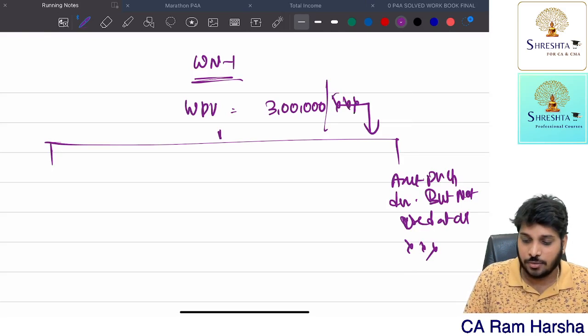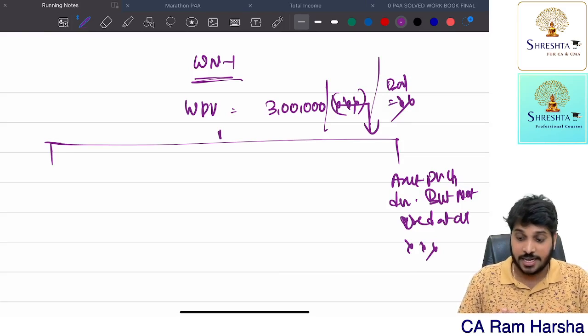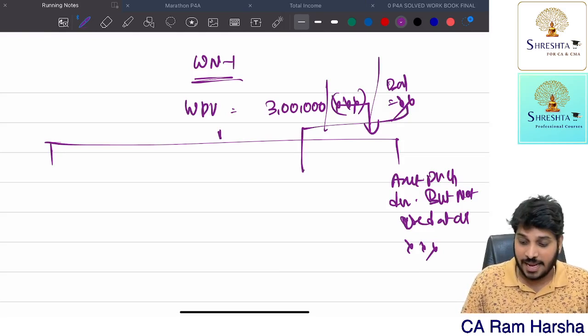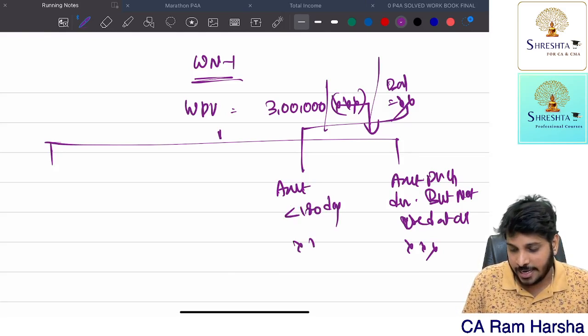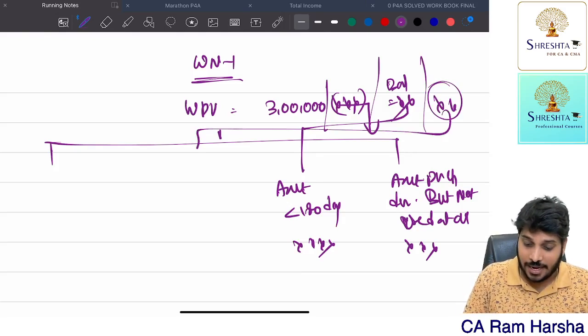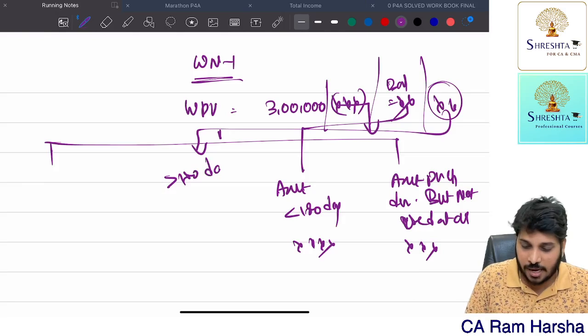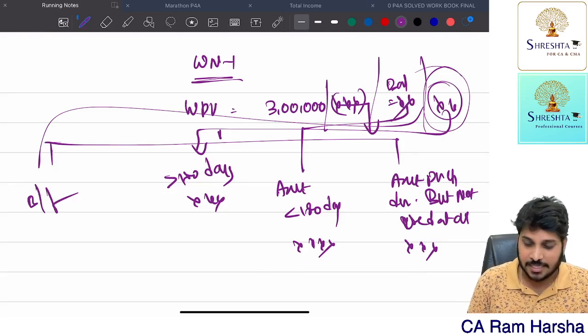So the allocated value is some amount. Now what is the balance value after this allocation? Identify. Now this balance value, allocate for assets used for less than 180 days. Allocate the value. Still some value is there. Then allocate it for assets used for more than 180 days. If still some value is there, then allocate it for the balancing figure.